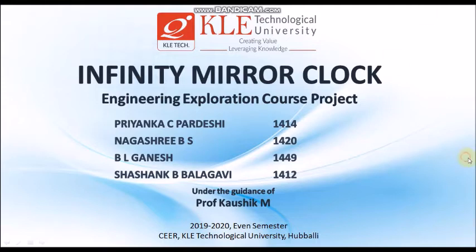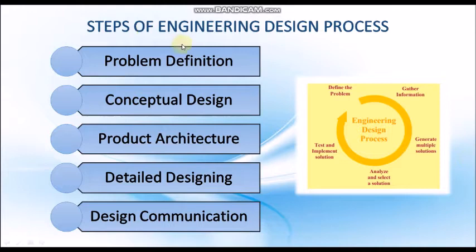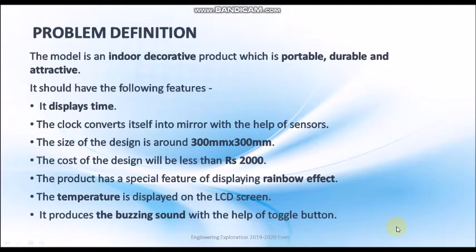To complete this project, we had to follow the 5 basic steps of the engineering design process, that is problem definition, conceptual design, product architecture, detailed designing and design communication. The first step is problem definition.